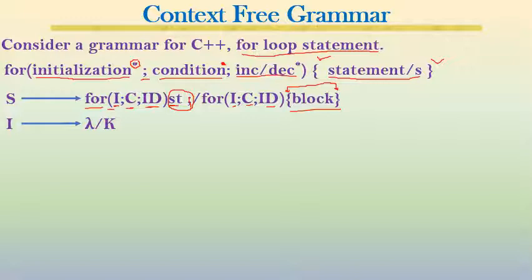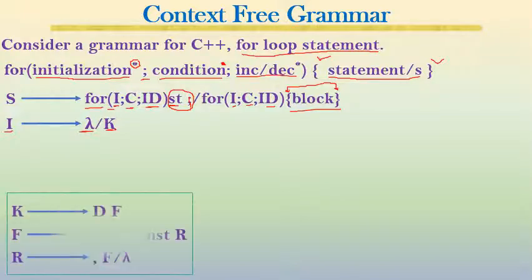And here is the initialization. So initialization can either be lambda or some sort of K, that can be initialization. K is basically the previous grammar that we have defined, declaration type of thing, that is integer data type followed by some F, and F can be replaced with variable is equal to some constant, etc., and followed by some R, where R can be replaced with comma F or lambda. So this is the definition of initialization.